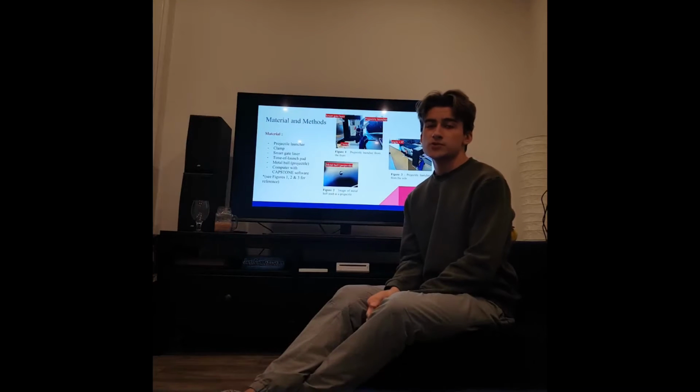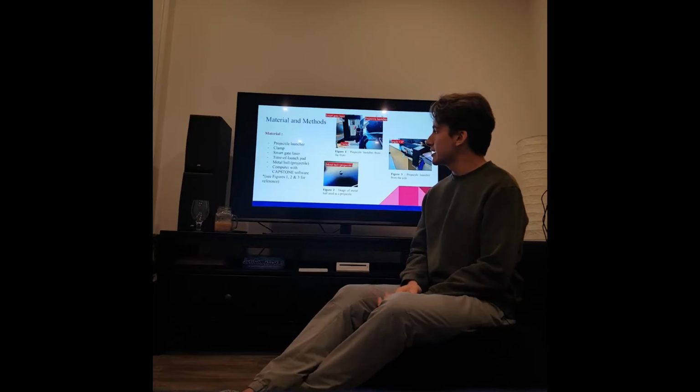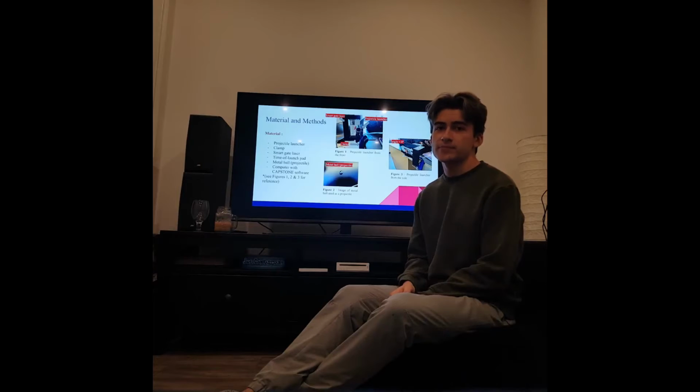For the material used in this lab, we had a projectile launcher, a clamp, a smart gate laser, a time of launch pad, a metal ball which was the projectile, and a computer with the Capstone software.